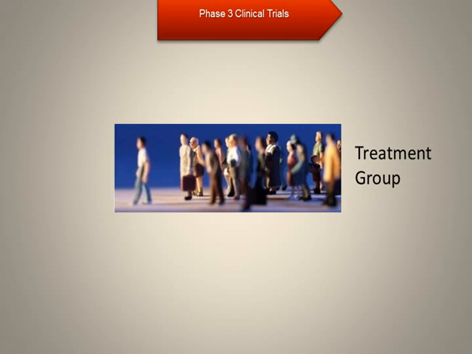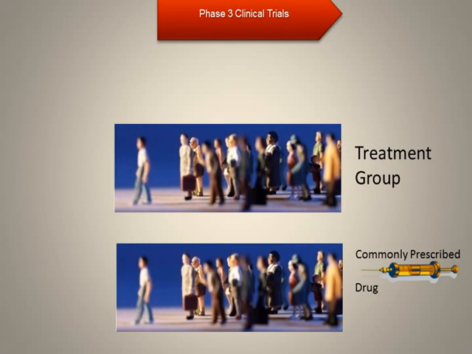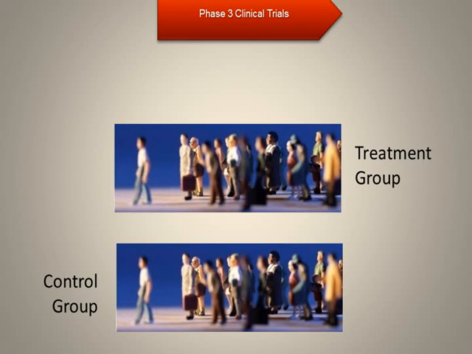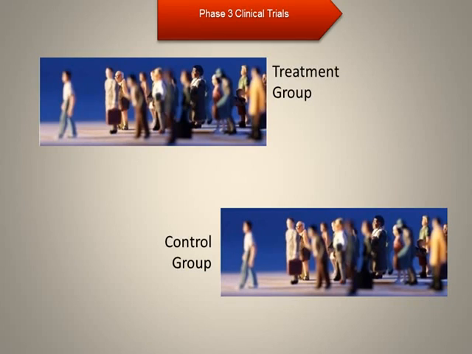There are a number of ways that the trials can be performed, but for simplicity's sake, when discussing our RA drug, subjects will be randomized into 2 groups. One group will receive our investigational drug, and they will be called the treatment group or the experimental group. The other subjects will receive a standard drug for RA that is commonly prescribed.